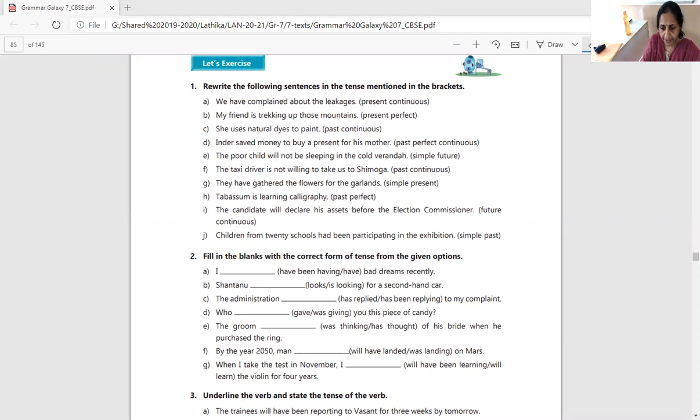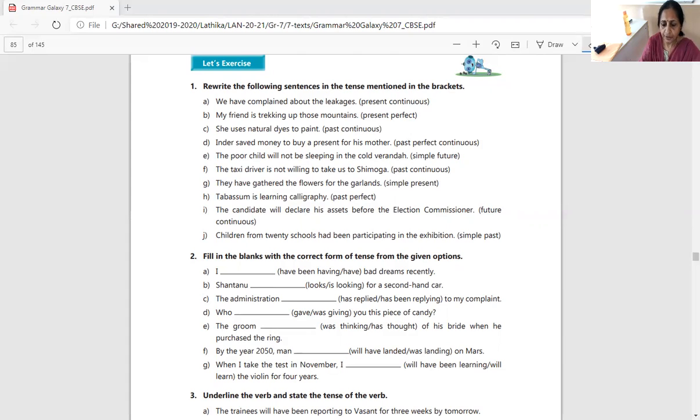I have been having bad dreams recently. It is a continuous process in the past. Shantanu is looking for a second-hand car. So he is still looking for it, still not found. Present continuous. The administration has replied to my complaint. Who gave you this piece of candy? Please check your answers and correct it wherever you have gone wrong.